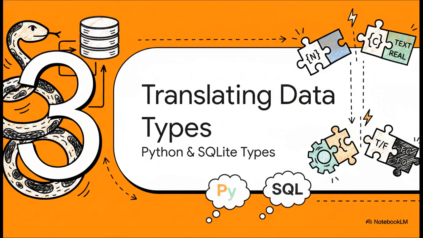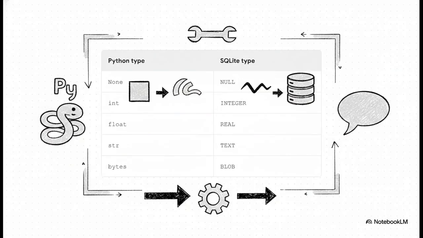Okay, let's keep building on this in Section 3, translating your data types. Now, this might sound a little technical, but it's a really crucial step. Think about it. For your database to actually store your Python data correctly, they both have to be speaking the same language. And this is where the sqlite3 library is just a fantastic translator. It automatically takes care of all the conversions for you.